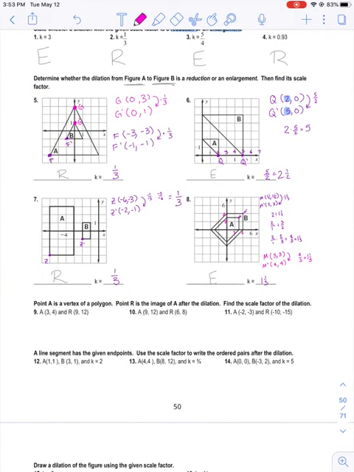All right. So 9, 10, and 11 is the same thing, but this time they don't give you the graph. They make it easier for you and they give you the points. Find K. So pause the video. Find K, the scale factor.